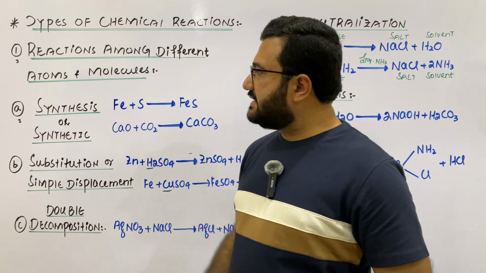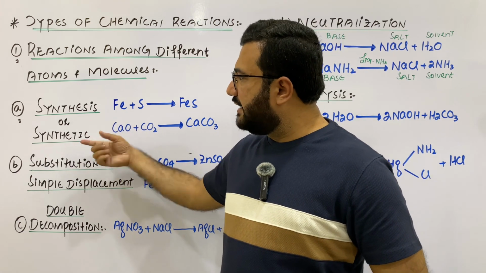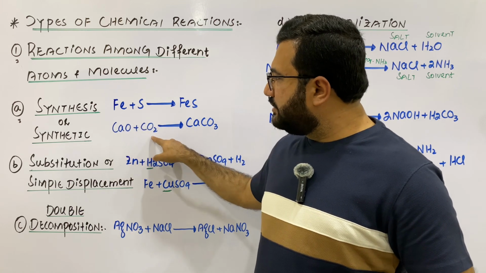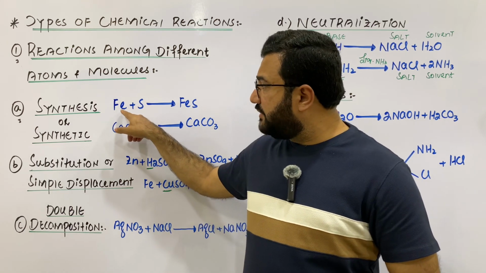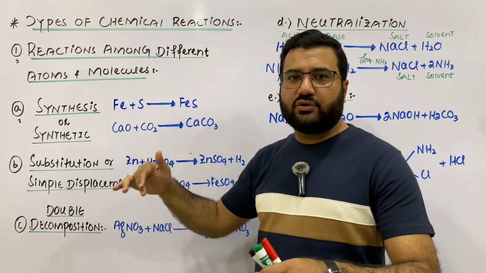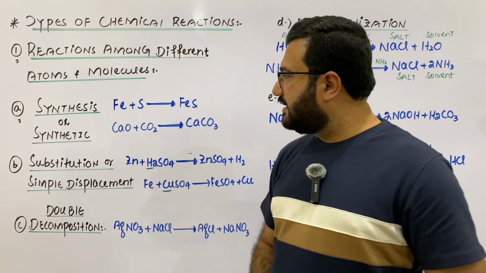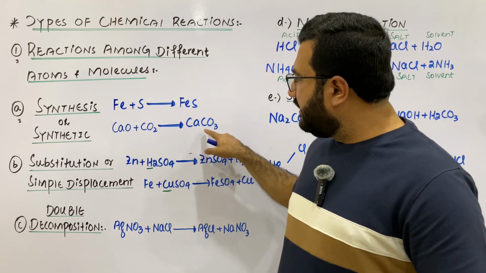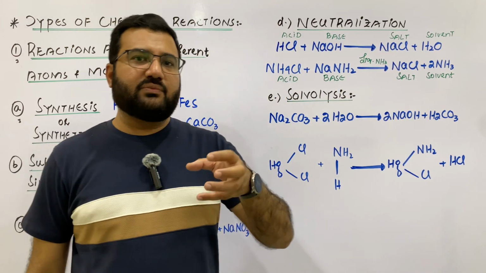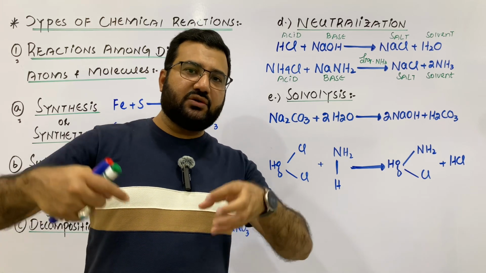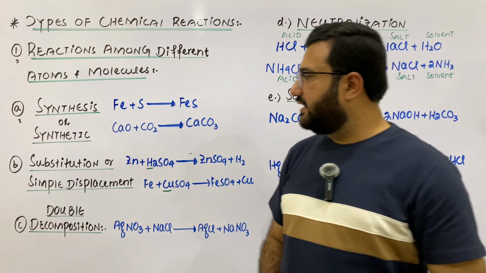Now let us talk about the first type, that is the synthesis or synthetic reactions. These are the reactions, as their name indicates, in which two elements or two compounds react together to form an entirely new substance. Just like in this first example, iron and sulfur both are elements, they are reacting together to form iron sulfide, and in the second example, calcium oxide and CO2 both are compounds and they are reacting to form an entirely new substance, that is calcium carbonate. So all those reactions in which two or more than two elements or compounds react together to synthesize an entirely new substance are called synthesis or synthetic reactions.